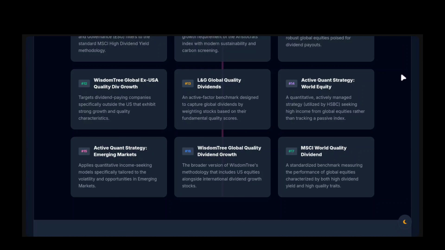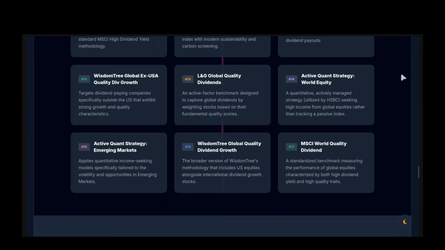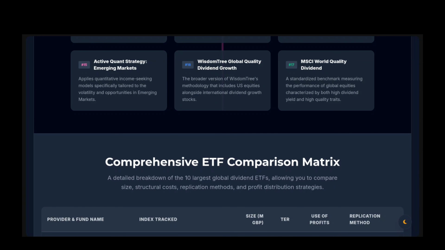So there you go, guys. We've covered off the 17 indices that we have. Let's start to look at the ETF comparisons now that sit behind these indices. So I'm going to go to a detailed breakdown of the 10 largest global dividend ETFs, allowing you to see the size, structure, costs, replication methods, and profit distribution strategies.